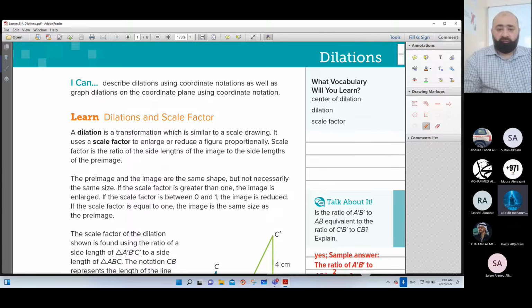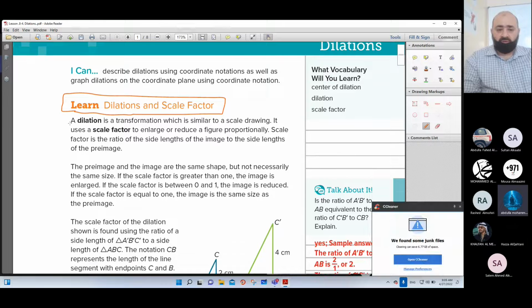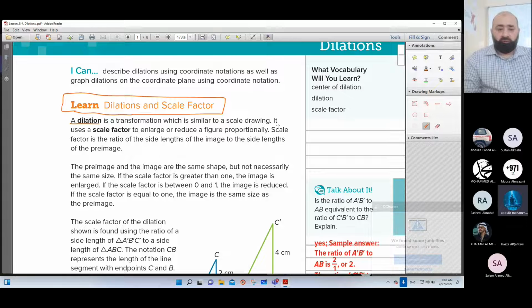The first idea in this lesson, we want to learn dilations and scale factor. What's the meaning of a dilation? A dilation is a transformation which is similar to a scale drawing. It uses a scale factor to enlarge or reduce a figure.